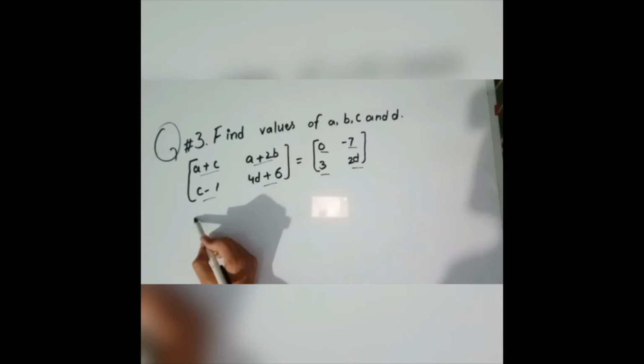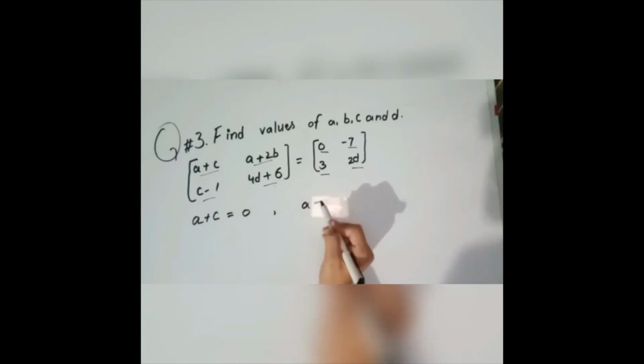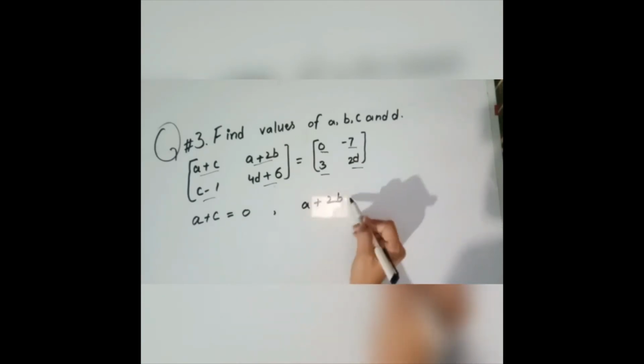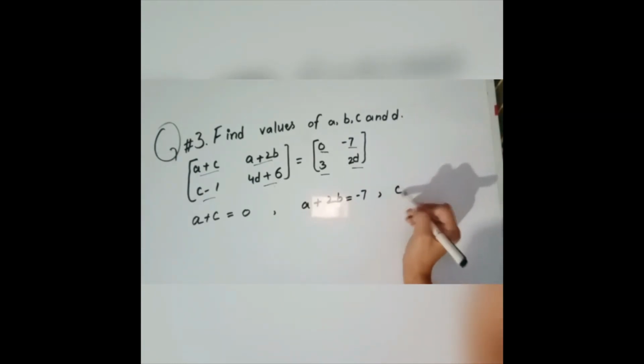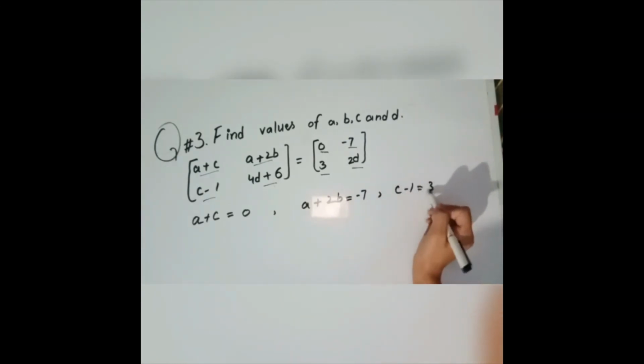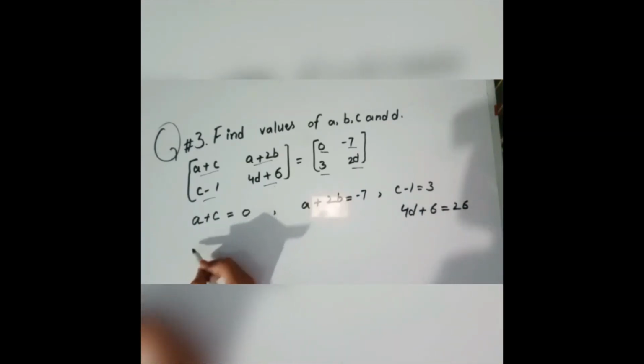So we have to write A plus C is equal to 0. A plus 2B is equal to -7. C minus 1 is equal to 3. And 4D plus 6 is equal to 2D. We have to solve these equations.